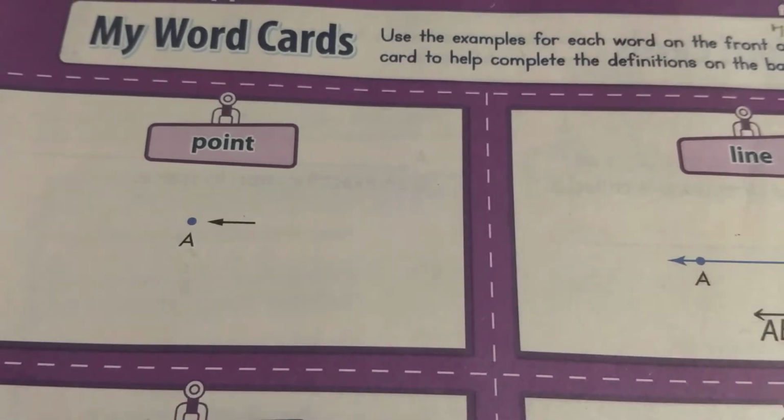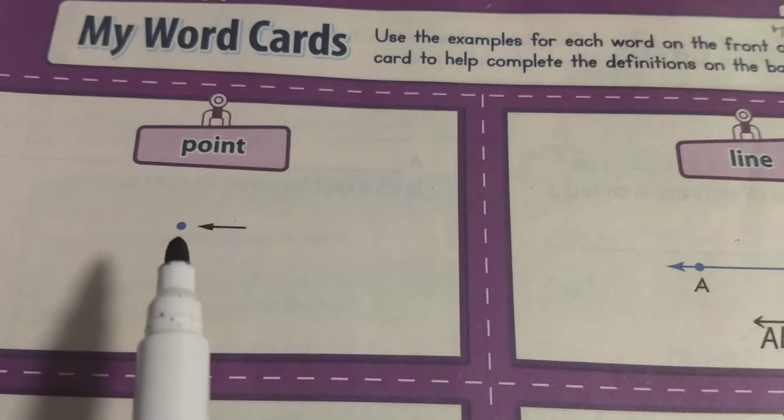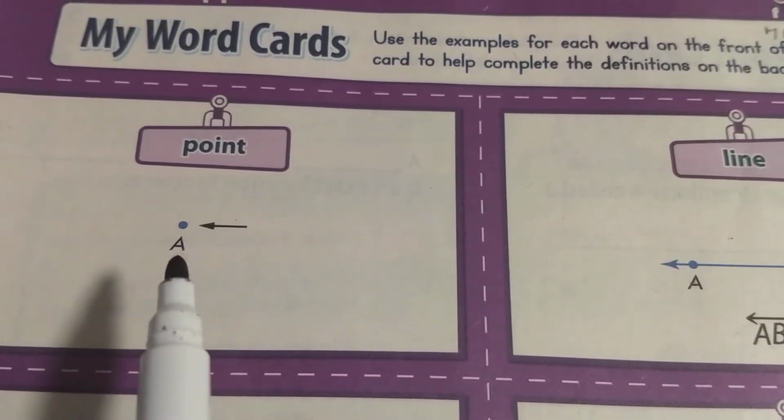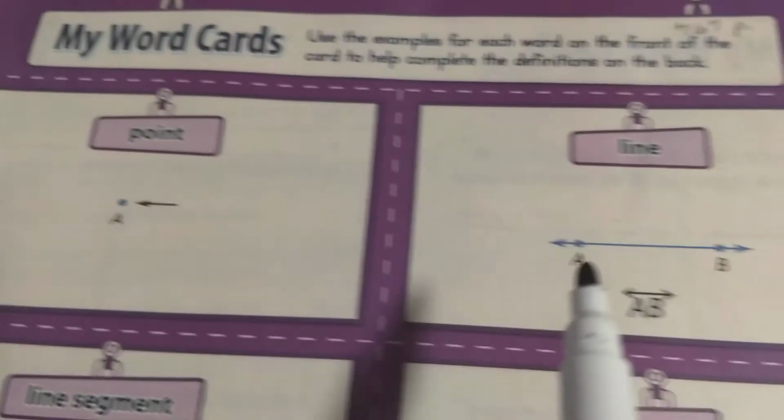It is a point, okay? In geometry, a lot of times they use letters to describe something. And so right here, when you're describing it, you want to give it a letter. So this is point A, okay?